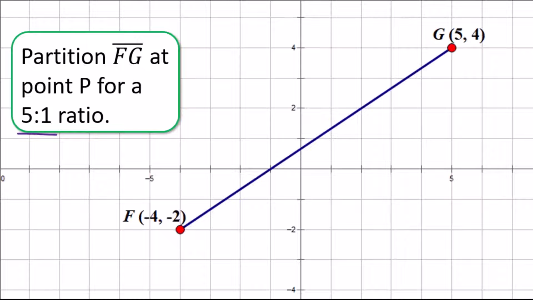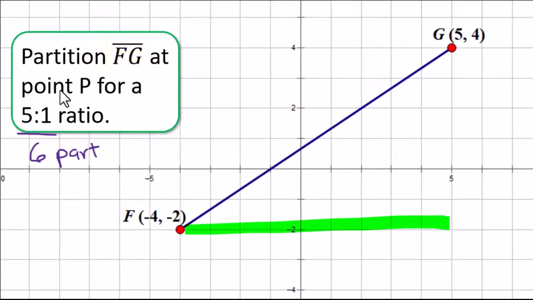Partition FG at point P for a 5-to-1 ratio. Well, 5-to-1, that means you're going to need 6 parts. You just add them together. We are going from F to G, so horizontally we need to move along here. I'd have to go 9 blocks and then turn and go up to G. We're going to have a little bit of a problem, and you may not always get integer answers, but we still have to do it the same way.